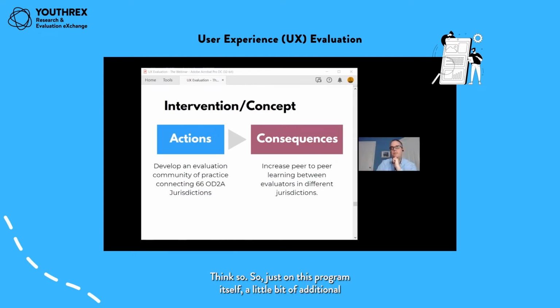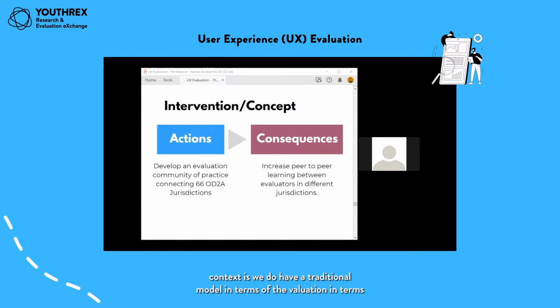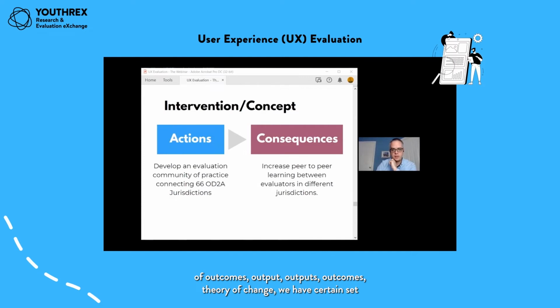I think just on this program itself, a little bit of additional context is we do have a traditional model in terms of evaluation, in terms of outputs, outcomes, theory of change. We have certain set parameters for the overall program. And in terms of what we're trying to accomplish, I'm oversimplifying. What I'm trying to do is break it down to a really fine level, just so that I can have a conversation about it, even with people who are not engaged with the program at the time.